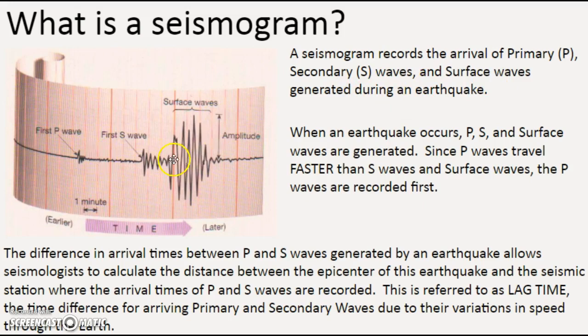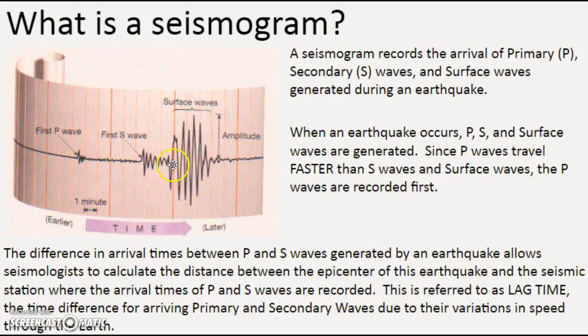Generally speaking, these are on the Earth's surface. When an earthquake occurs, P, S, and surface waves are all generated. Since P waves travel faster than S waves and surface waves, the P waves are recorded first. So let's look at this graphic. If an earthquake occurs, once it travels to the location that it's picked up on the seismograph, it's going to oscillate it back and forth. It's simply saying that the first waves that arrive are the P waves, as labeled by this line. And then it takes a little bit of time until the first S wave arrives.